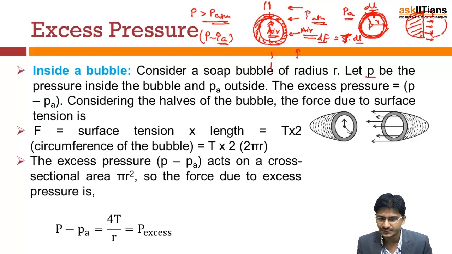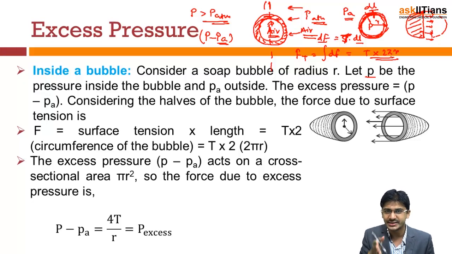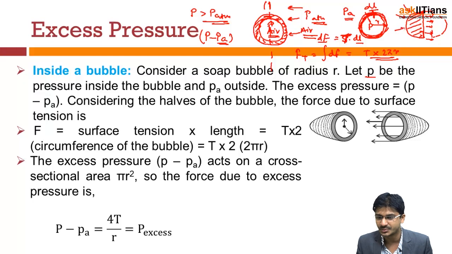So the force of surface tension T will be the integral of dF, that is T into 2 pi r. This is the surface tension force that is acting on one half due to the other half. It's attracting, the other half is attracting this with this force. What are the other forces? Now the other one is the outer force. Outer force from the outside is due to the atmospheric pressure.